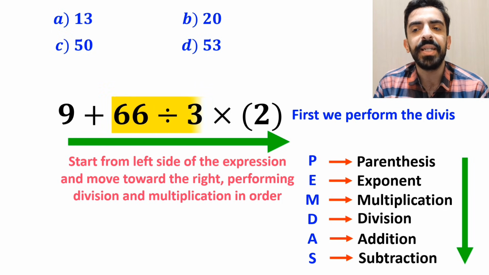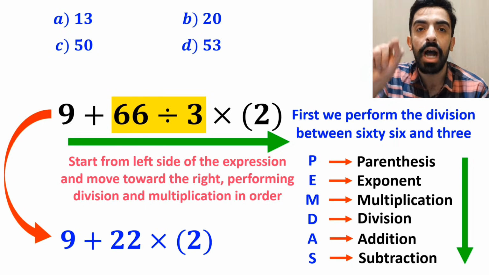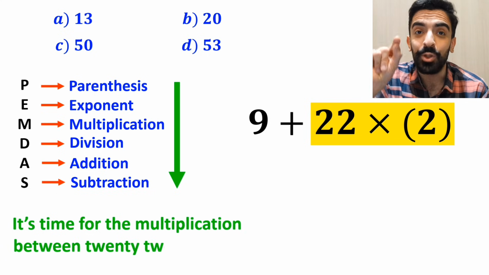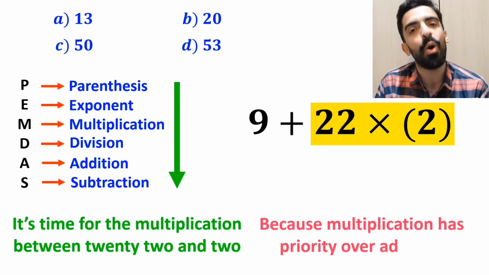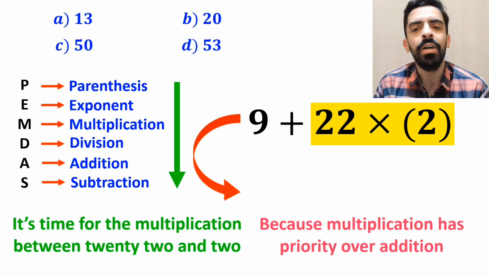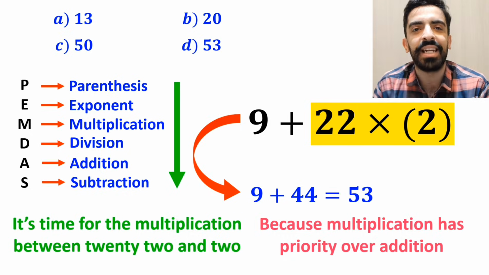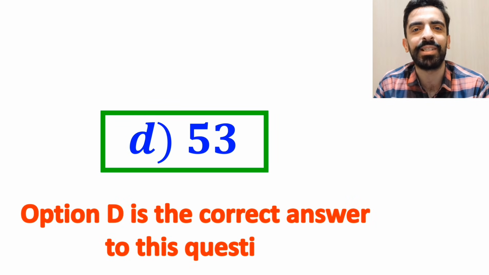So, first we perform the division between 66 and 3, which simplifies this expression to 9 plus 22 times 2. And the final step, it's time for the multiplication between 22 and 2, because multiplication has priority over addition. So, instead of this expression, we can write 9 plus 44, which ultimately gives us the answer 53. That's great. Option D is the correct answer to this question.